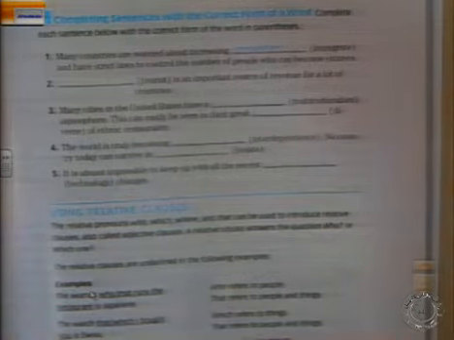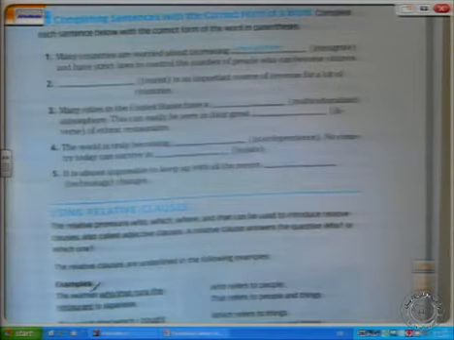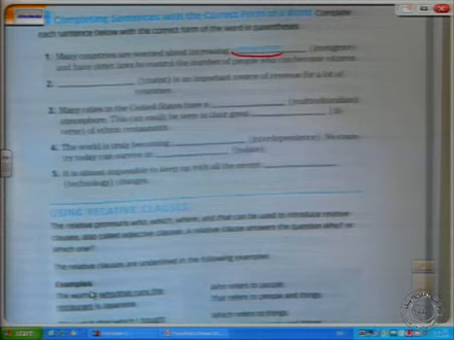Here we need a noun. So here we can say immigration. The noun from the verb immigrate is immigration. We added the suffix "tion" to get the noun. So this is our noun. The sentence will say as follows: many countries are worried about increasing immigration and have strict laws to control the number of people who can become citizens.